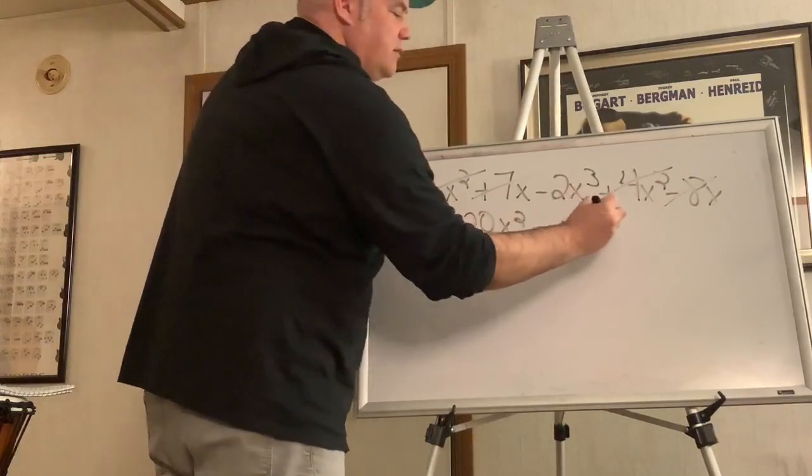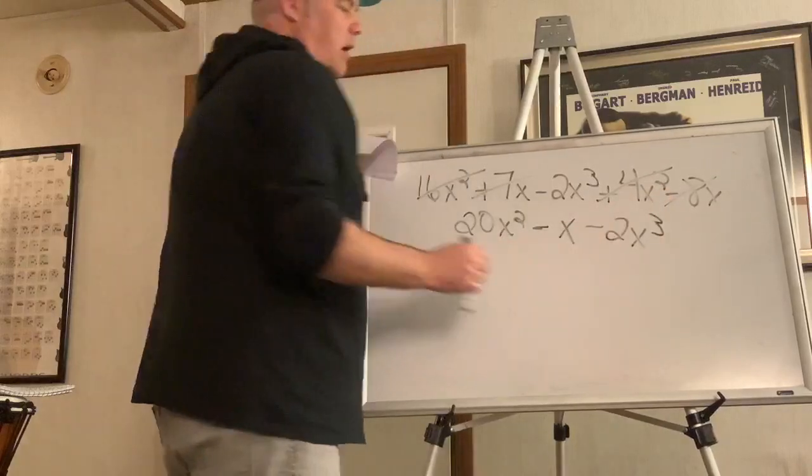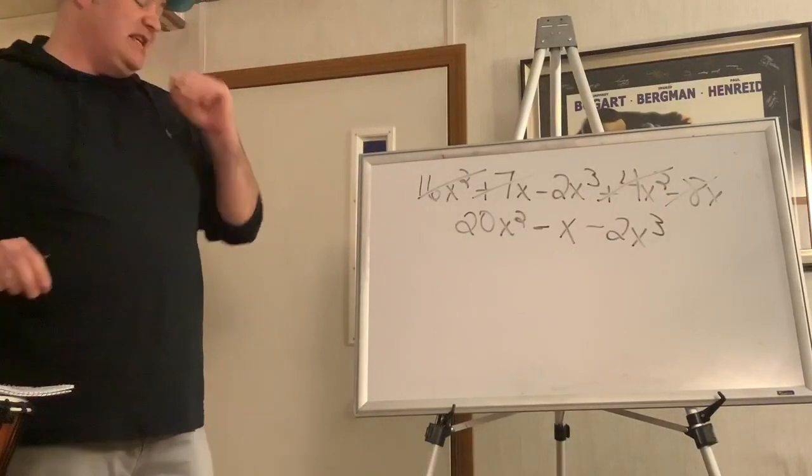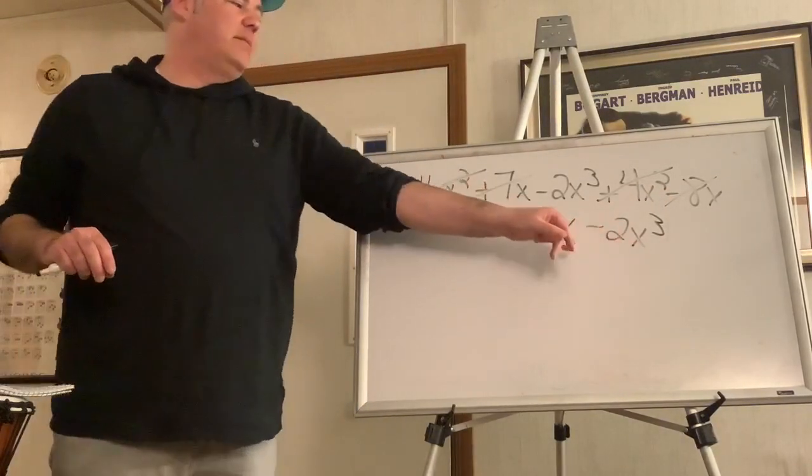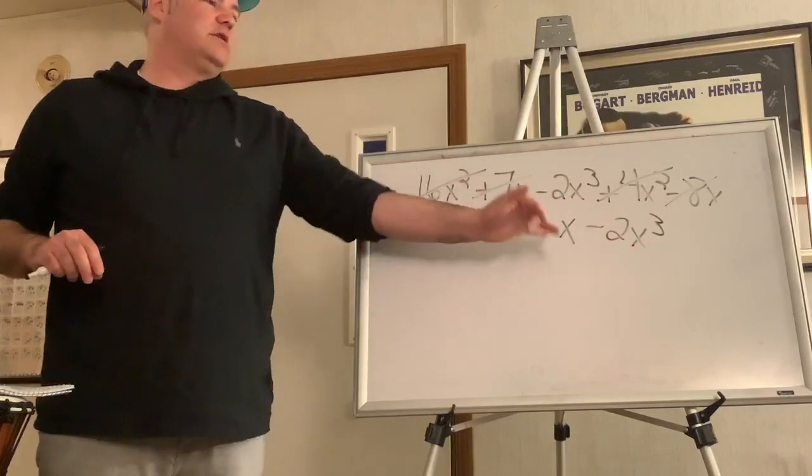Then you've got your negative 2x cubed. Now, I want to point out here, because they used to teach you want to put things in descending order, like meaning you start with your x cubed and then your x squared and then your x.